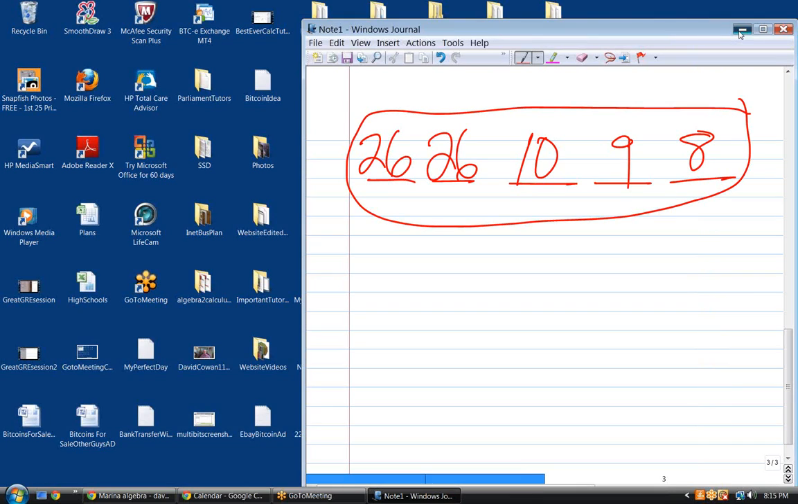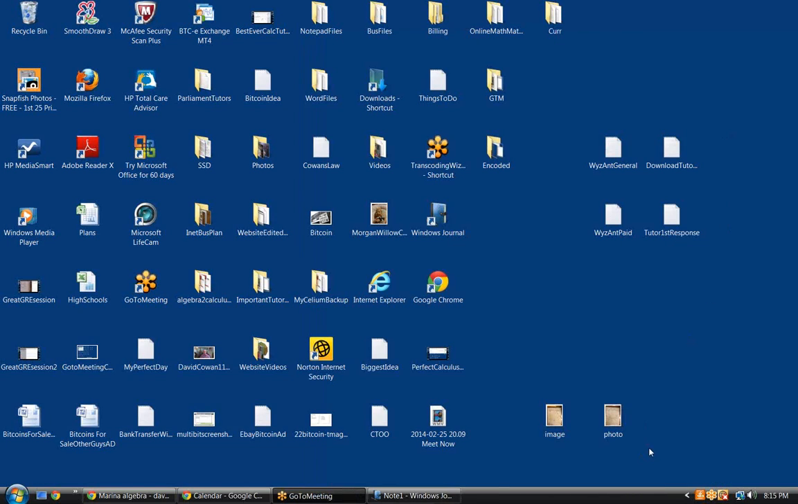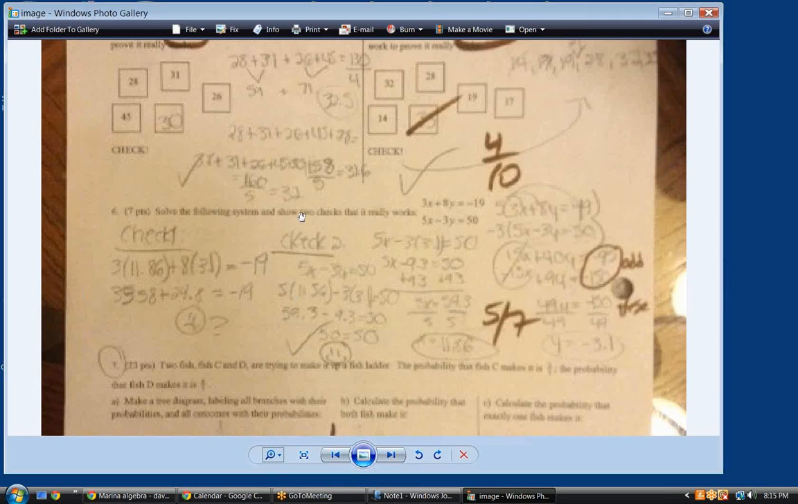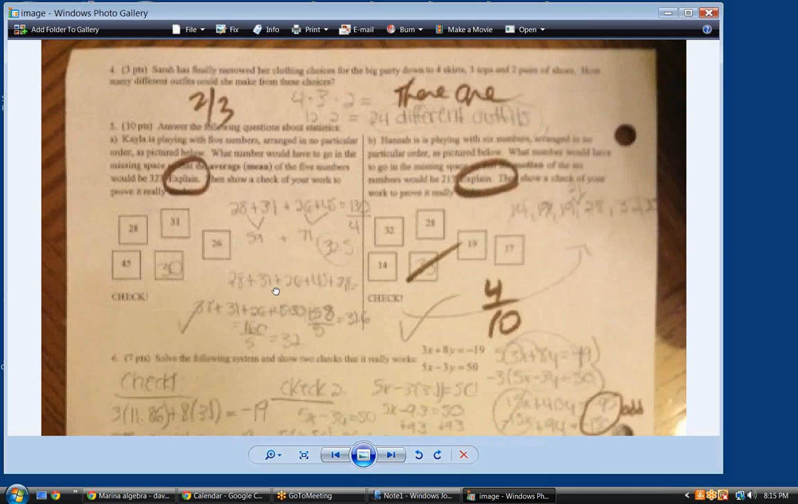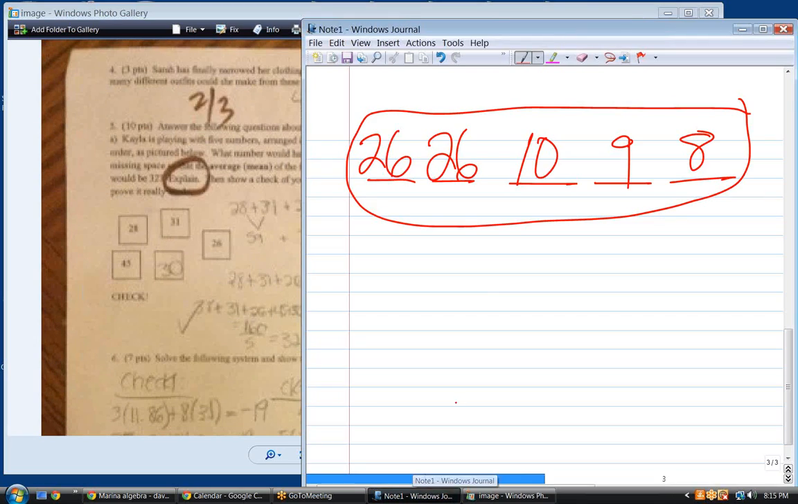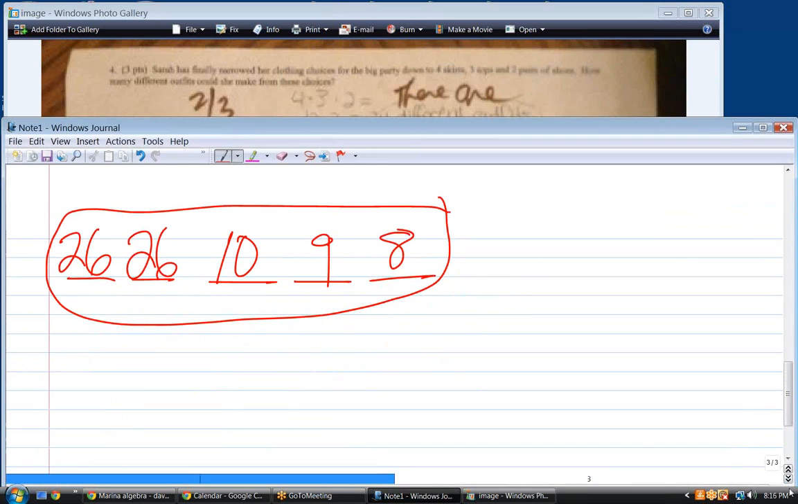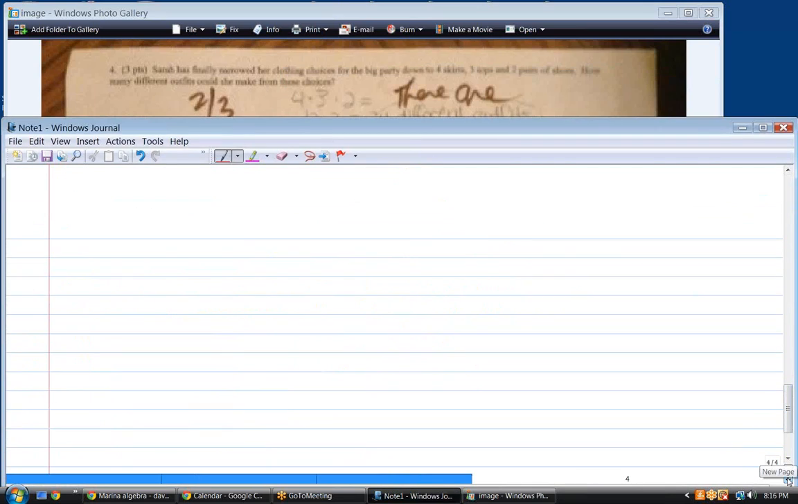Okay. Let me open this second page. Which was that one? Was that the image or the photo? That was the photo. Might have to help me out reading this. Sarah has finally, you want to read that for me? This is a good question.